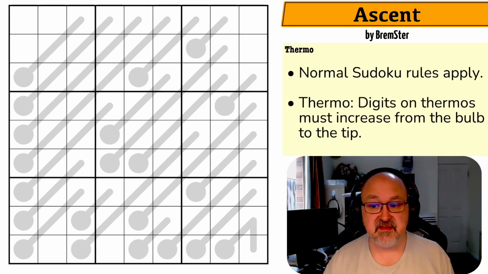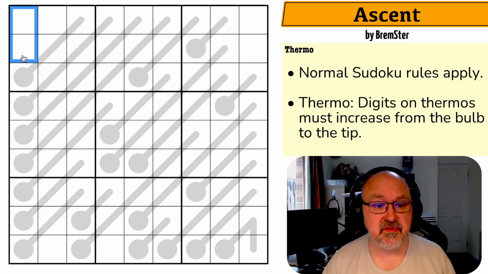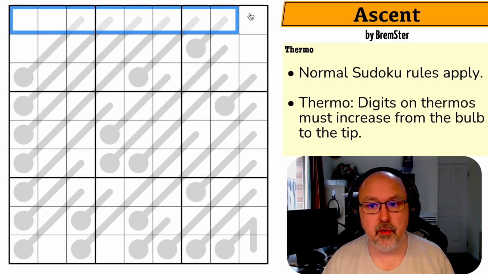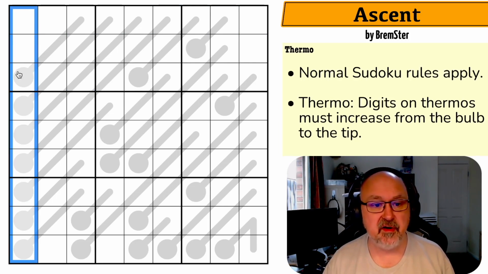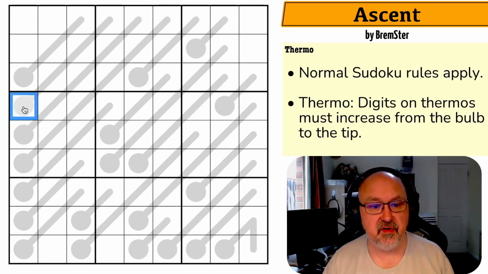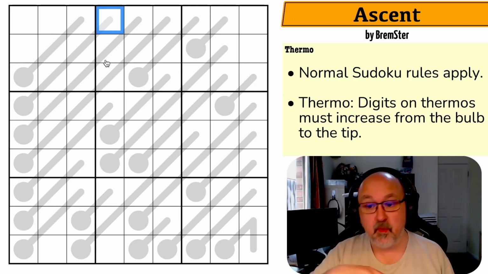So what is this? It's a Thermo puzzle. Normal Sudoku rules. So in every box, in every row, and in every column, the digits 1 to 9 must be placed without repetition, and along Thermos, digits must strictly increase from the bulb up toward the tip. That's the way it works.